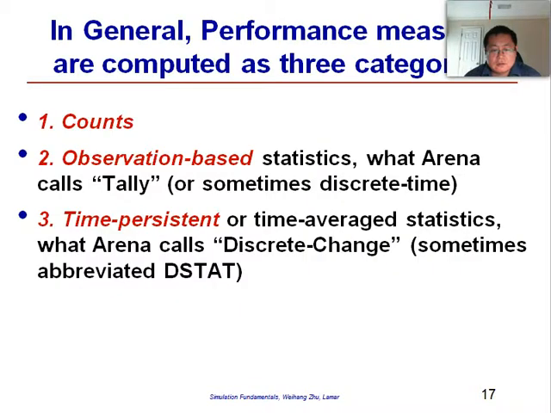There are three categories of performance measures. Counts are counting the numbers, for example, the number of people served. Observation-based statistics are also called tally. An example is the cycle time, that is, the average time it takes for an entity to be processed. Time-persistent statistics are called dstat. An example is the average number of people waiting in the queue. The key to tell whether a statistic is a dstat is whether it is averaged by the observation time, also called run length.